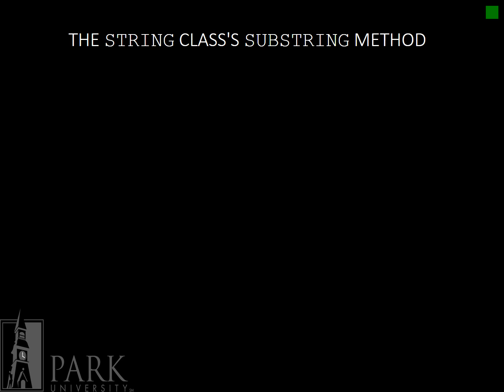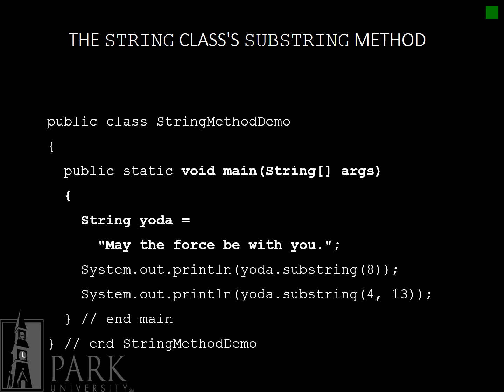So let's take a look at an example of a program that uses the substring method. Here we have the StringMethodDemo, and in it we have a string variable named yoda with a string assigned to it: "May the force be with you." Yoda is a string object, so we have the class String, and it can call the substring method. From this, you can tell that the substring method is not a static method. It must have an instantiated object of the string class to call it.